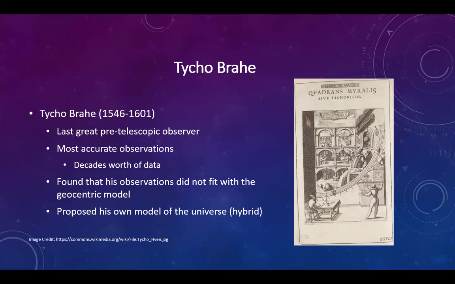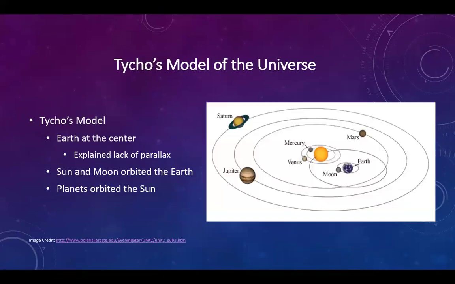So he proposed his own bizarre hybrid model, where the sun orbited the Earth and the other planets orbited the sun. Mercury and Venus orbited the sun. All the other planets orbited the sun, and the sun orbited the Earth. This was to deal with the lack of parallax. The sun and the moon orbit the Earth, and all the other planets orbit the sun. It's sort of this crazy model.